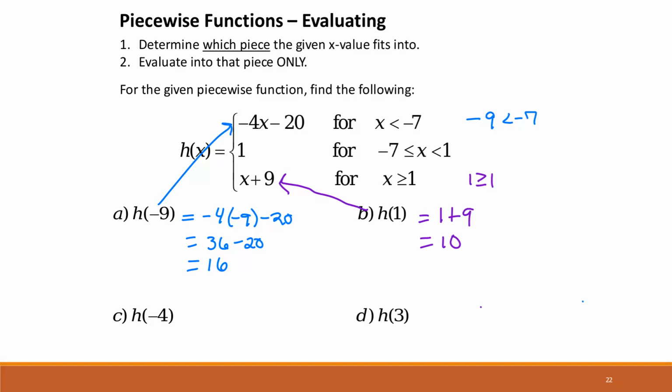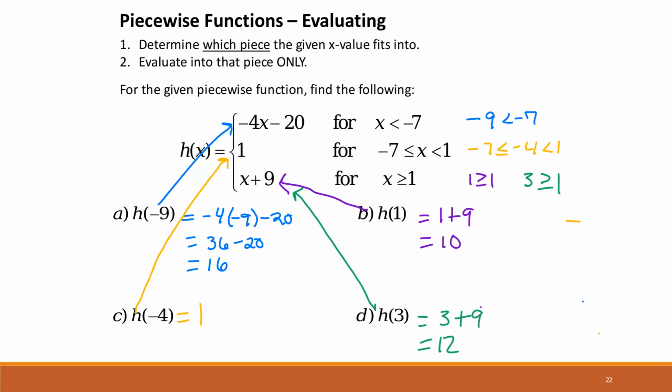For part C, we have negative 4. Well, negative 4 falls between negative 7 and 1, right? So for this one, we are just going to have 1. So h of negative 4 is equal to 1. And then for the last one, 3 is greater than or equal to 1, so we're also going to use this third piece here for h of 3. We substitute in 3 plus 9 to give us 12. And so that is the conclusion of 2.1.